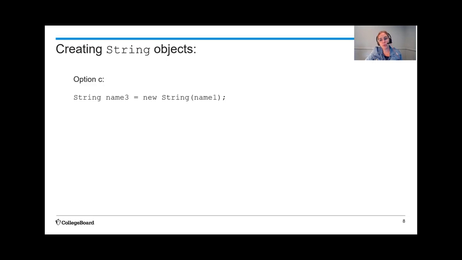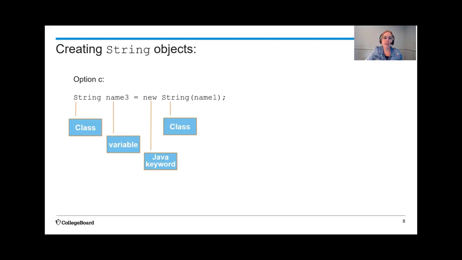And now we have our third way to create a string object. What I'm doing here is very similar to the second way, but instead of using a literal to fill in the actual parameter, this time it's pointing to and grabbing the variable name1.